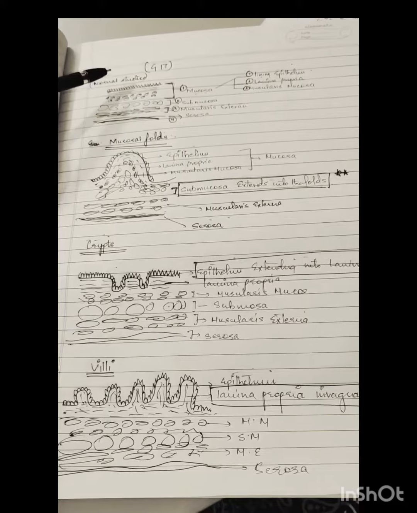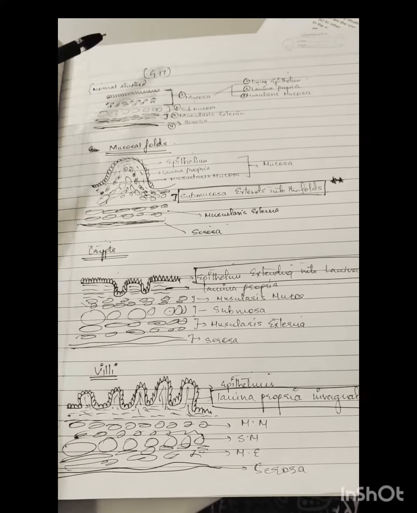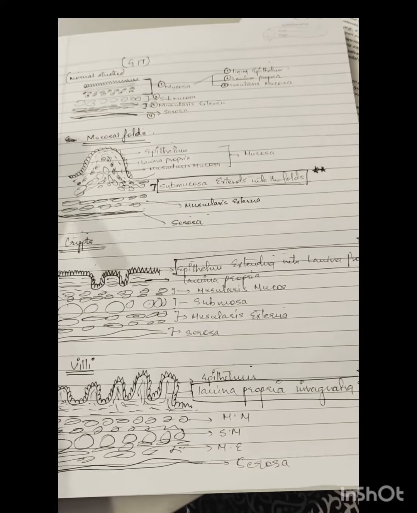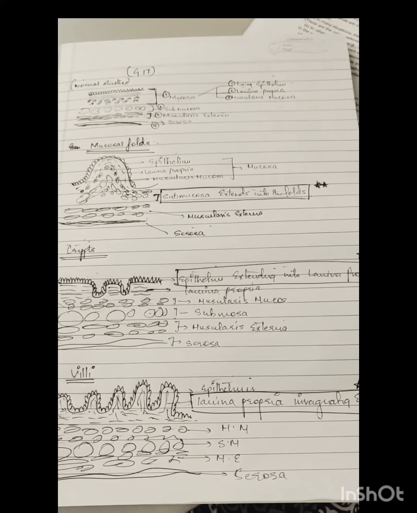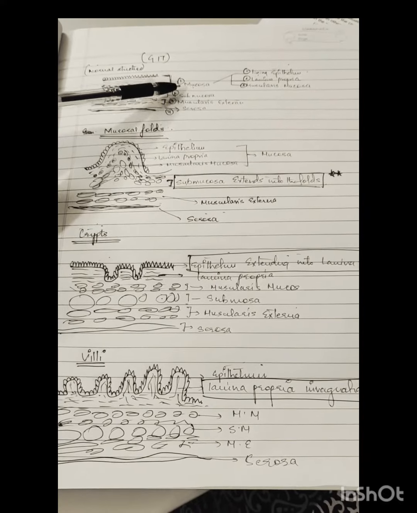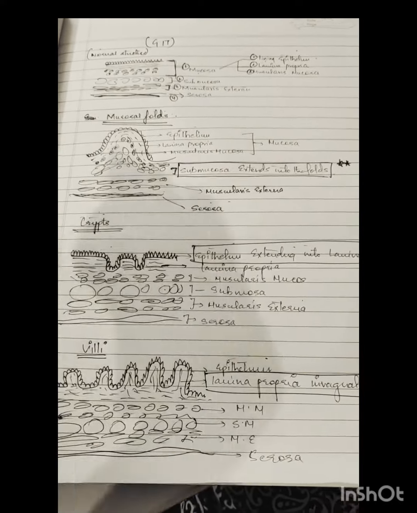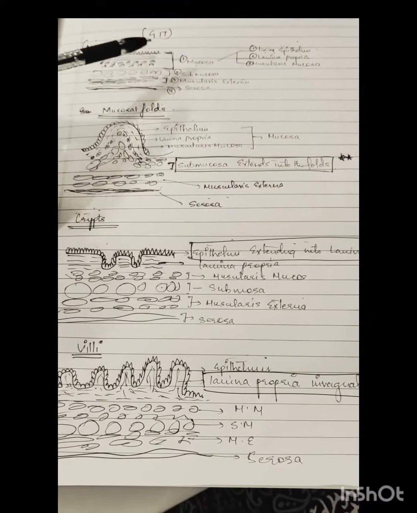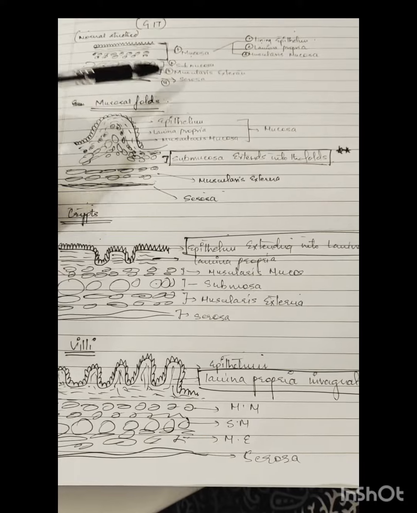Now here I begin with the explanation of the lining epithelium, or the lining of the gut. Basically, what is the normal histological structure of the gut? If you see the normal structure, if you just cut a section, it can be divided into mucosa, submucosa, muscularis externa and serosa.